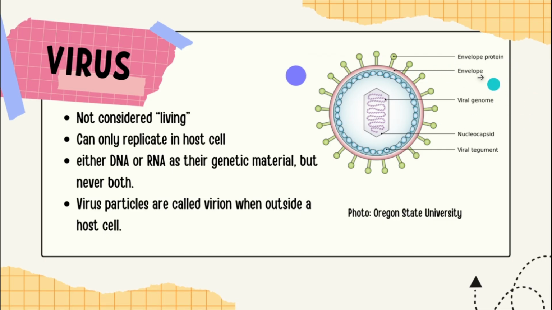So if we're looking here, we see this protein envelope right here, and what we have going on are some spikes on our virus right here. So basically, we have the protein envelope, we have the spikes, we have the viral genome, and then we have the nucleocapsid, and then the viral tegument, basically, right? So that is basically the outline of the virus.